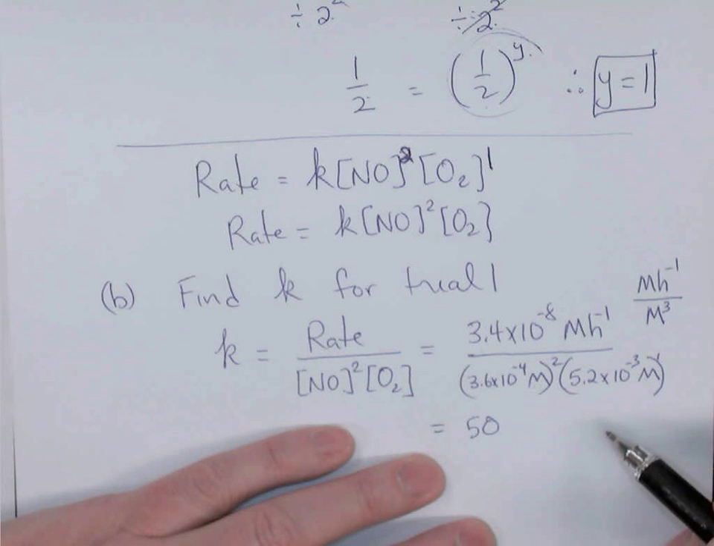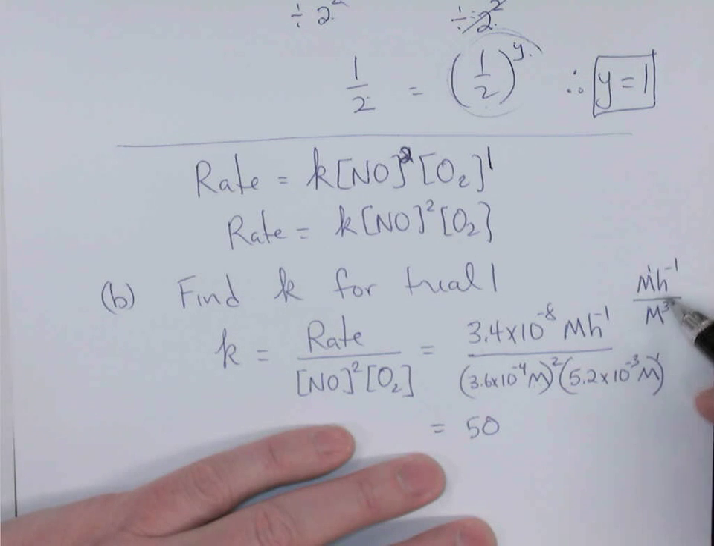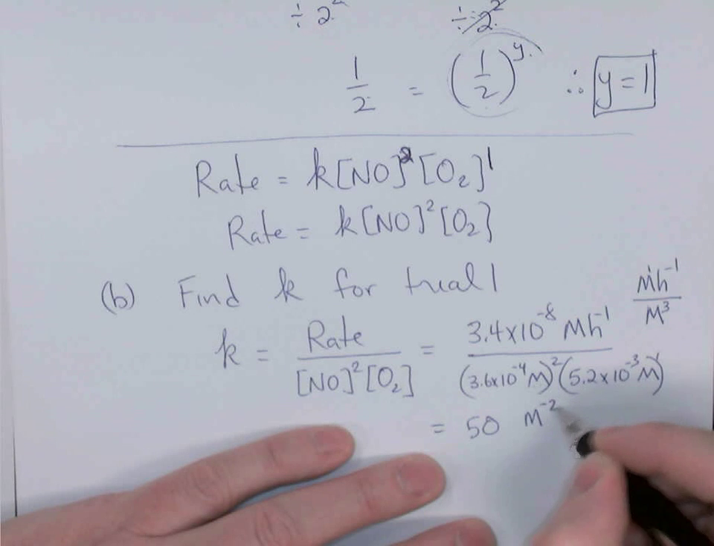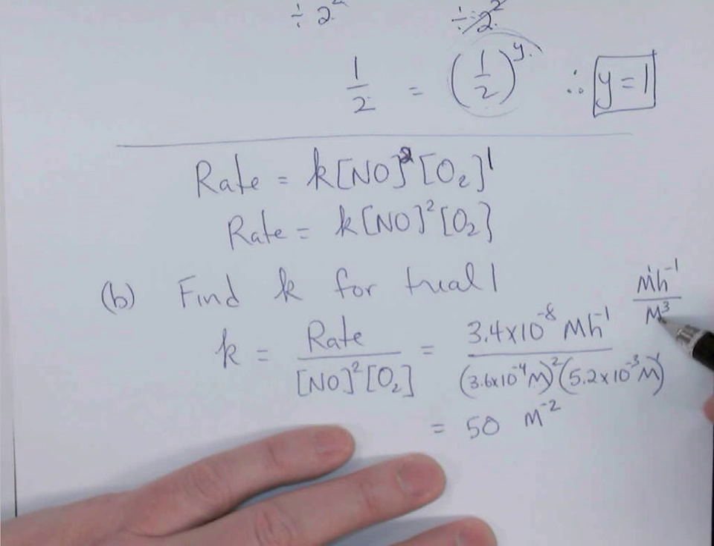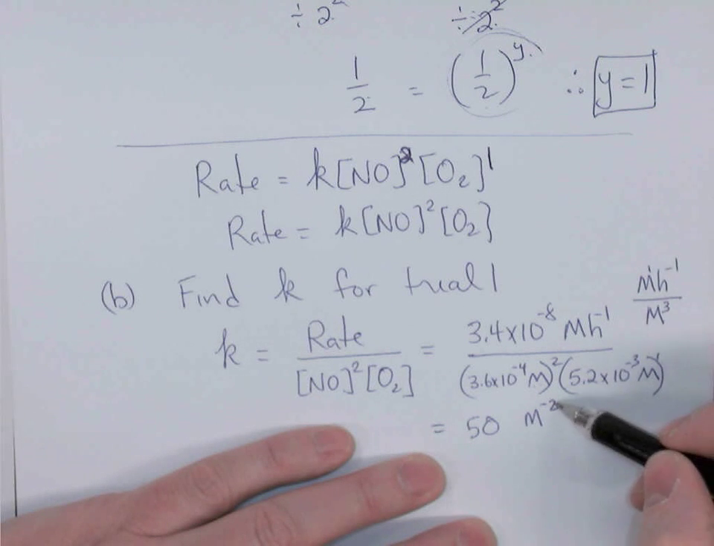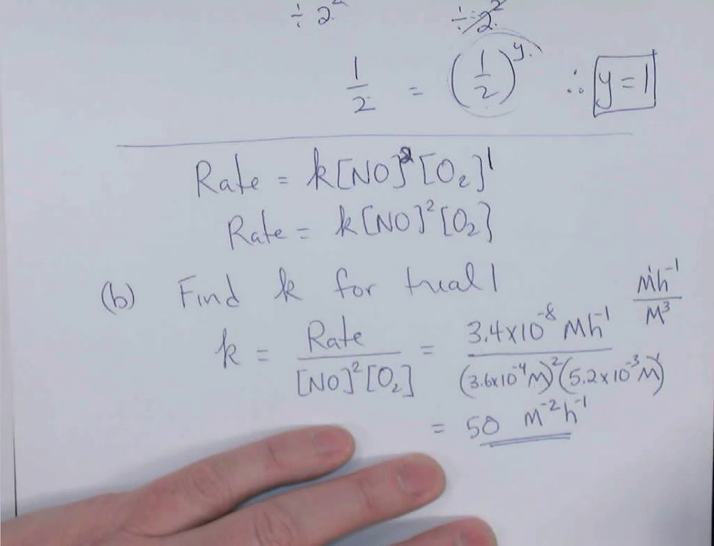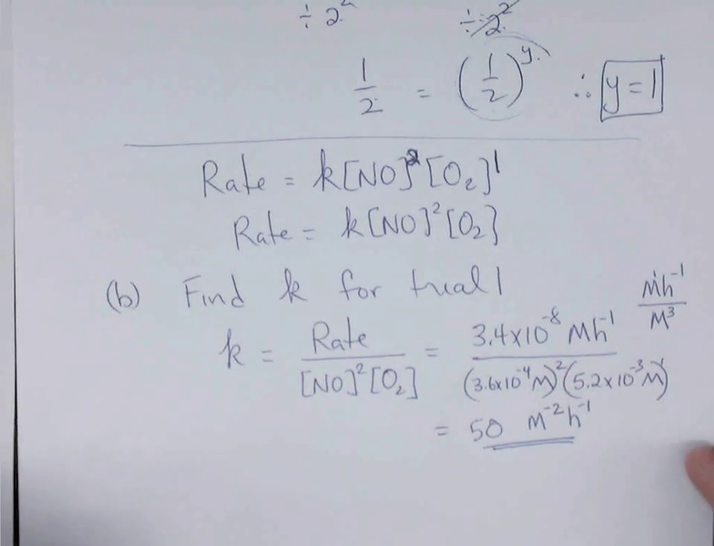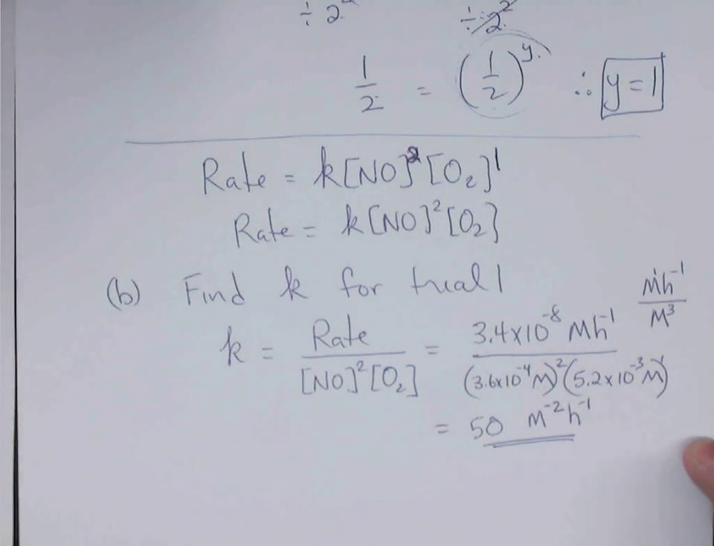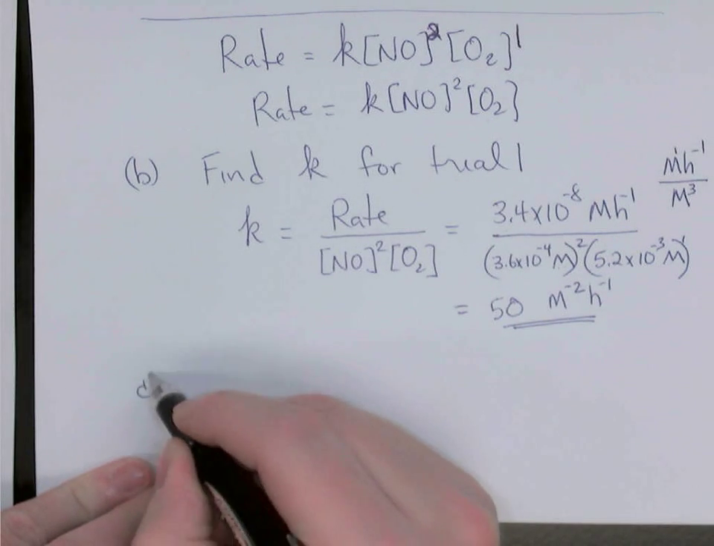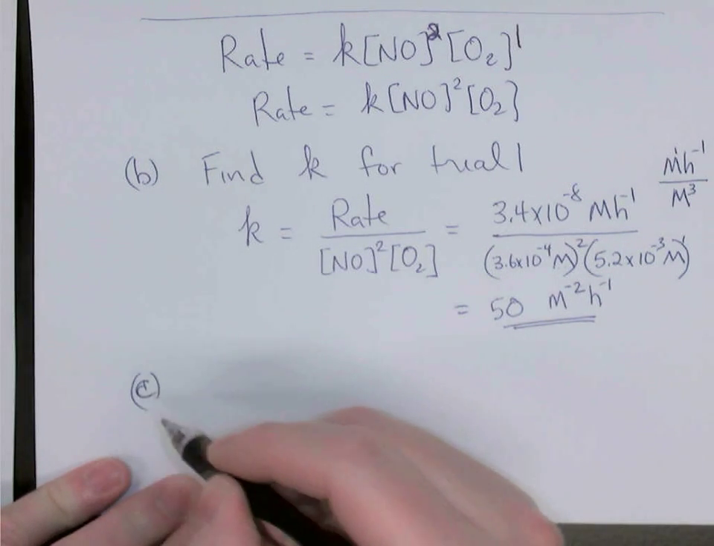Now we're going to divide powers that have the same base. M to the 1 divided by M to the 3 is M to the power of minus 2. When you're dividing powers with the same base, you subtract their exponents. So 1 take away 3 is negative 2. And then we have the per hour also. So there's the value of K with its correct units, molarity to the minus 2 and then hours to the minus 1.